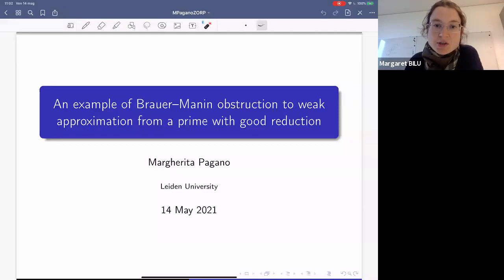Obstruction to weak approximation from a prime with good reduction.